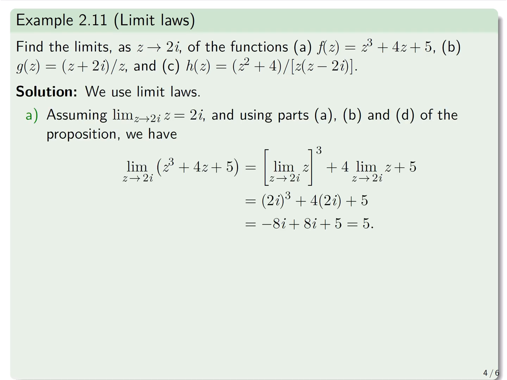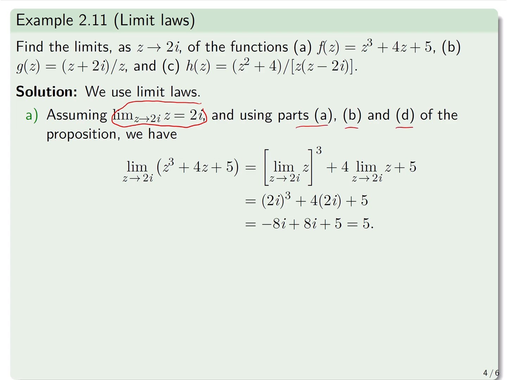So for the first one, we try to use the limit laws. What are the limit laws? We just learned the limit of a sum is the sum of limits, the limit of a product is the product of limits, and the limit of a quotient is the quotient of limits, when the denominator is not equal to 0. So let's look at the first one, and you can see we first assume that the limit as z goes to 2i of z equals 2i. This is very easy to prove using the limit definition. And then we use part A, part B, and part D.